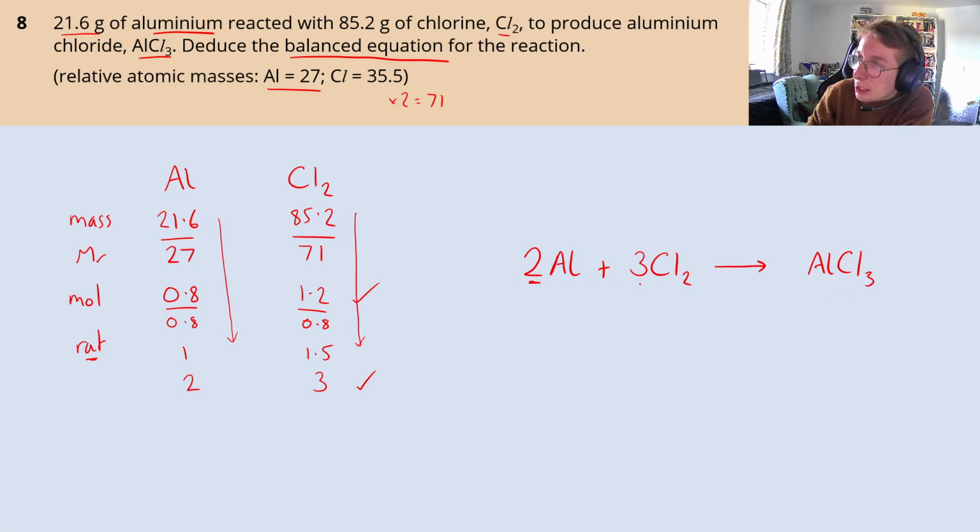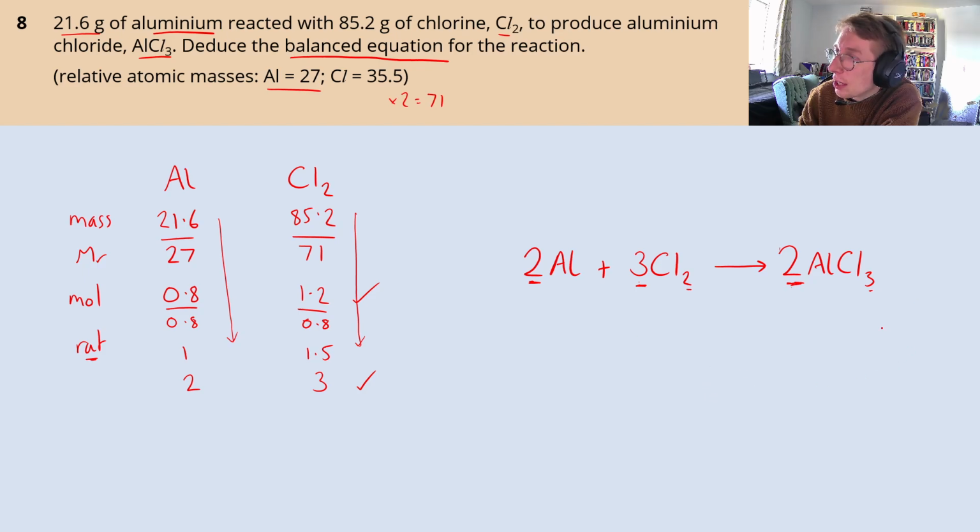Now we know these balancing numbers on the left because we just calculated them. We figured out that ratio with the information we were given. We want to figure out what the balancing number is here for AlCl3. Well, we've got 2 lots of aluminium on the left-hand side. So we could put a big 2 in front of AlCl3. But does that check out with the chlorines? Well, let's have a look. So on the left of the arrow, we've got 3 times 2, so that's 6 chlorines. On the right-hand side of the arrow, we've got 2 times 3, that's 6 chlorines. So it does all work out.